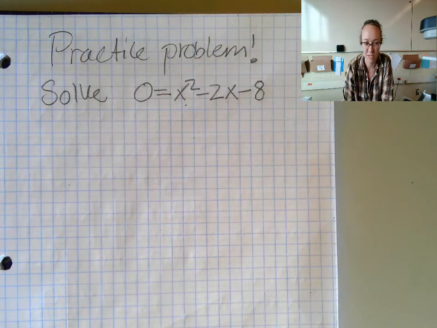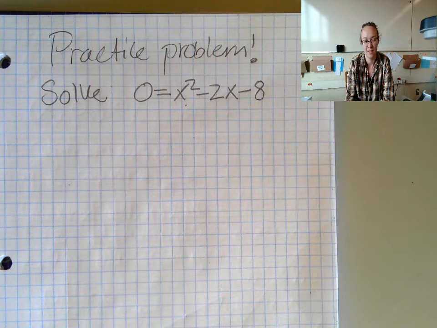All right, for your practice problem, please solve 0 equals x squared minus 2x minus 8. Good luck.